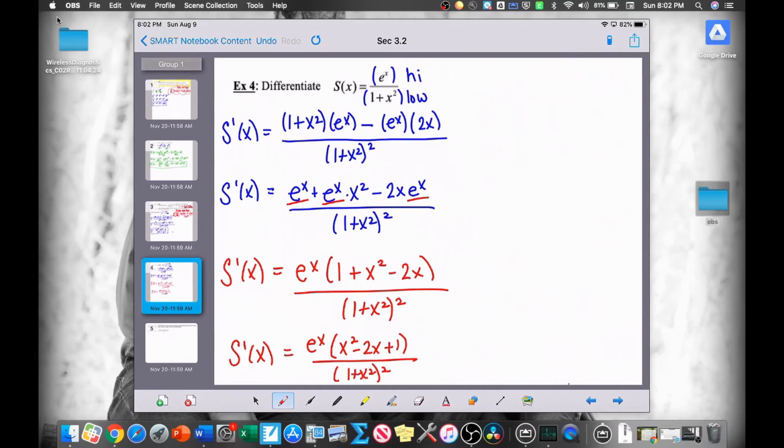Of course, that last step gives you bonus points in my eyes, but certainly the step before it, when we had e to the x times 1 plus x squared minus 2x over 1 plus x squared squared, still totally correct. I just see a polynomial and I want to put it in descending order.